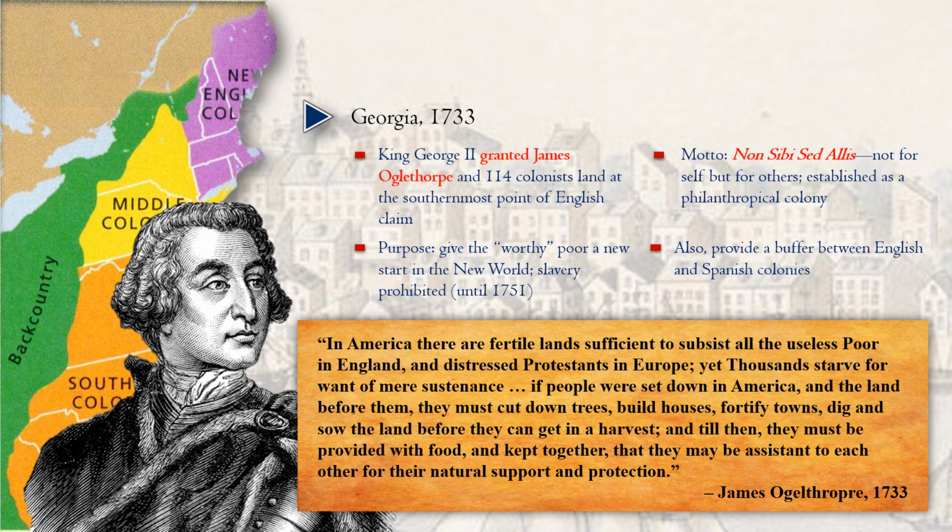James Oglethorpe gives his vision for the founding of Georgia as this. He says, "In America, there are fertile lands sufficient to subsist all the useless poor in England and distressed Protestants in Europe. Yet thousands starve for want of mere subsistence. If people were set down in America and the land before them, they must cut down trees, build houses, fortify towns, dig and sow the land before they can get in a harvest. And until then, they must be provided with food and kept together, so that they may be assistant to each other for their natural support and protection."